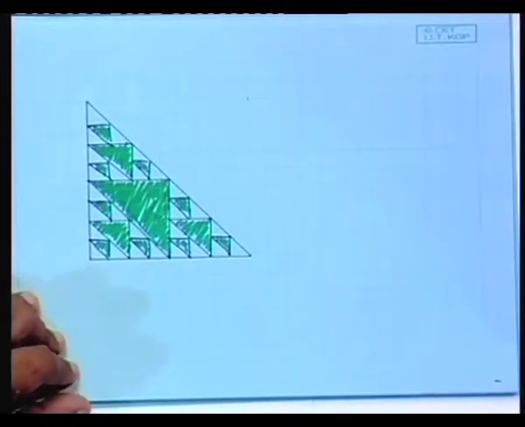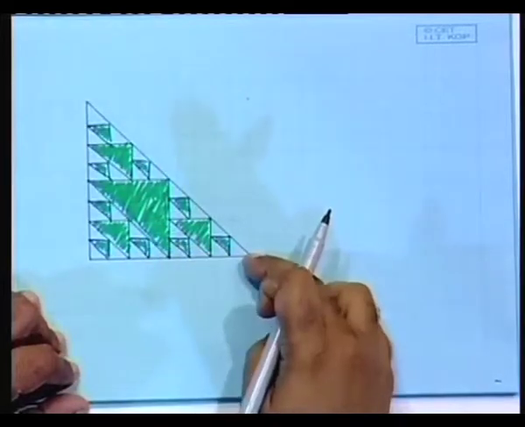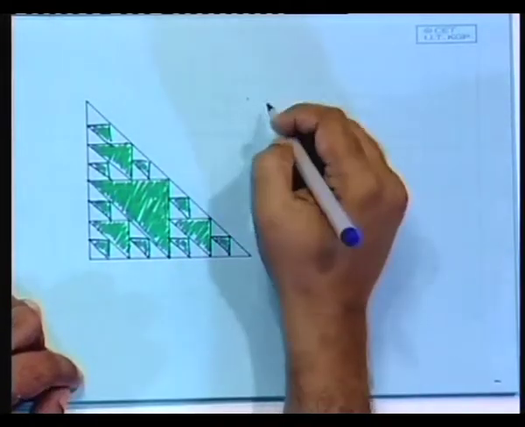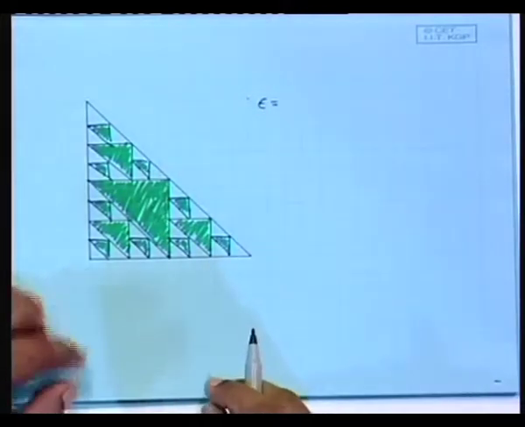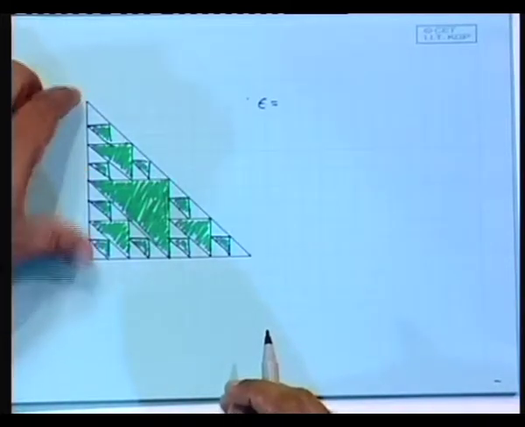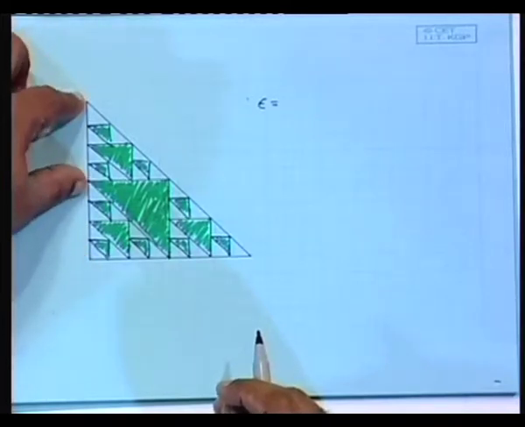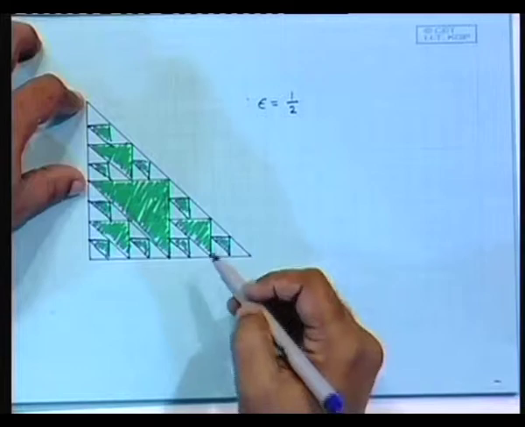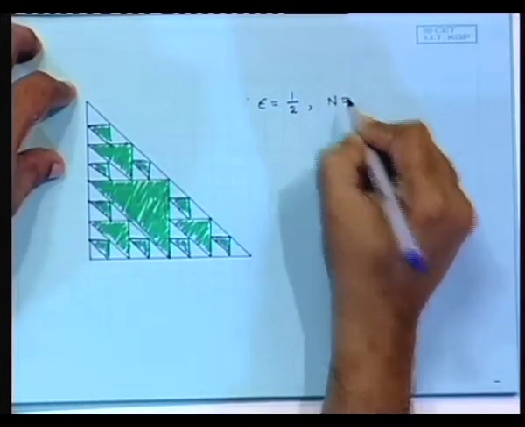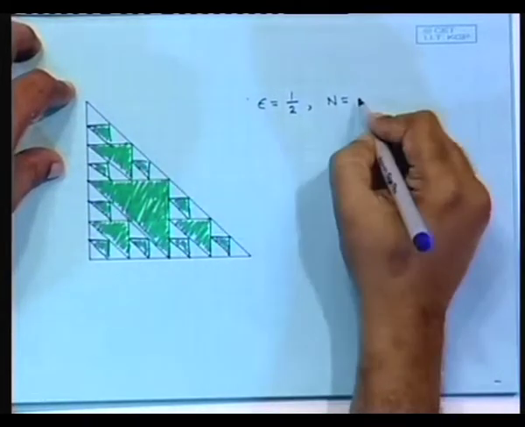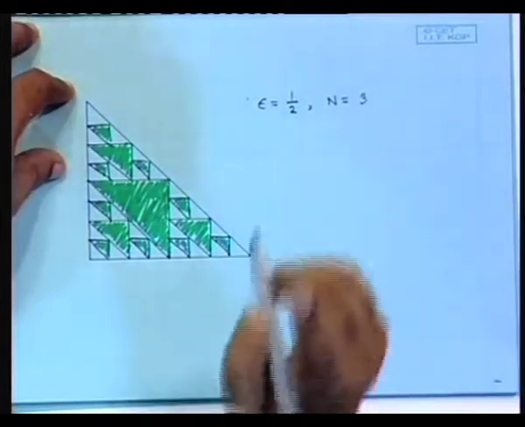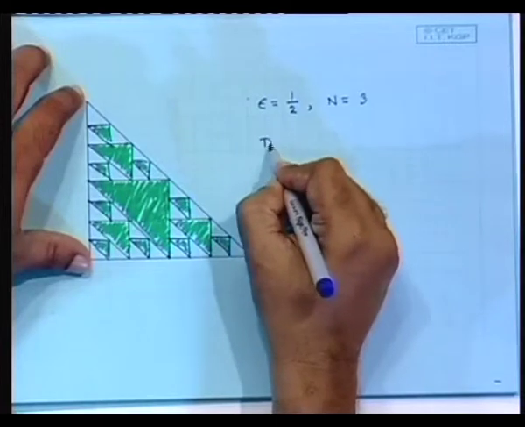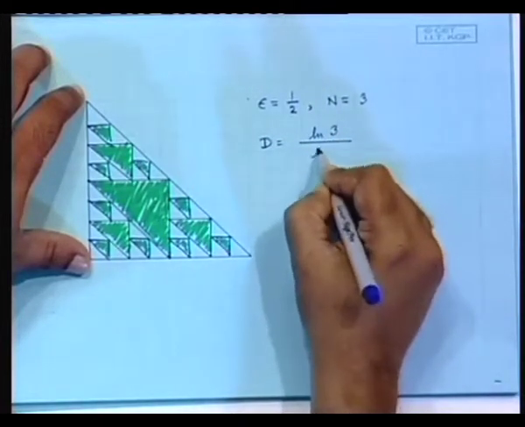So, initially we will subdivide this into 1, 2, 3, 4, these many triangles, so epsilon, what is epsilon? The side length of each triangle. That means, if the whole thing is 0 to 1, then my side length here is half. So, epsilon is half. Okay. And now at this stage, how many of these are necessary to cover this object? N is 1, 2 and 3. So, 3, right. So, at this stage, when we have subdivided the embedding space into these bigger triangles, then your D is ln 3 by ln 2.